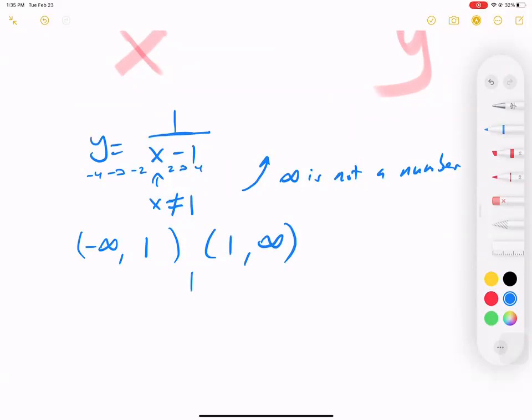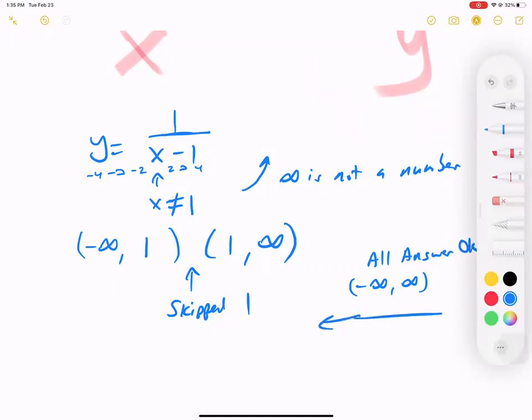What happened here? We skipped 1. You might have seen this answer before, from -infinity to infinity. This means all answers are okay, right? If you go from -infinity to infinity, that means you went from one side of the map all the way to the other side of the map. But we said that we are not allowed to use 1, right?